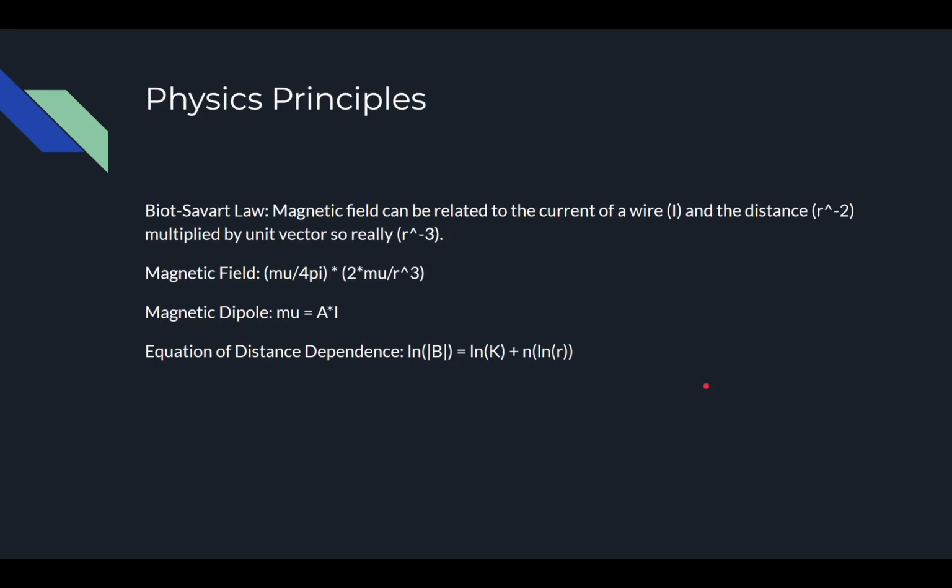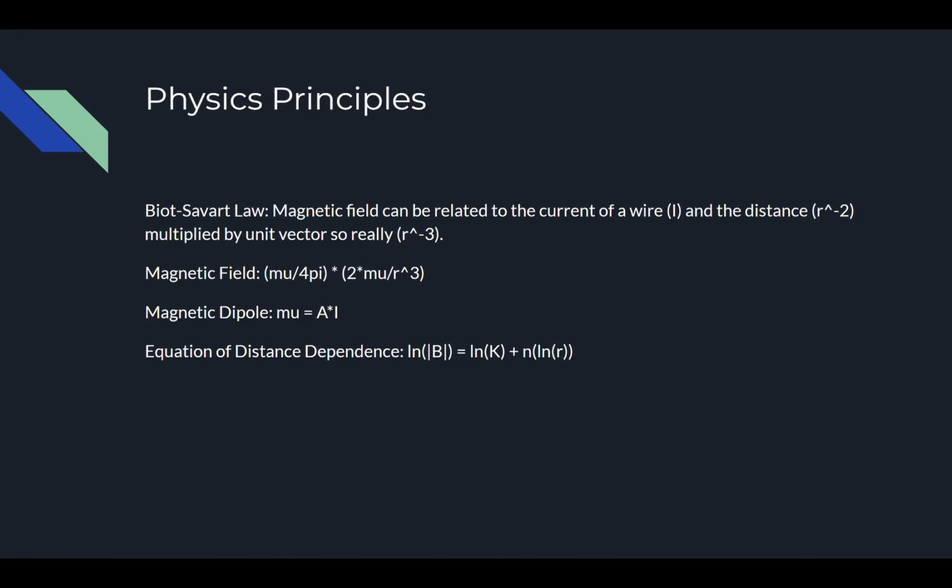So the physics principles involved: Biot-Savart's law says that a magnetic field can be related to a current of wire I, and the distance r^-2, but we're multiplying by a unit vector, so it's really by r^-3, and then also multiplied by r vector. And then the magnetic field is mu naught over 4 pi times 2 mu over r cubed. And the magnetic dipole ends up being mu is equal to the area of the wire times I.